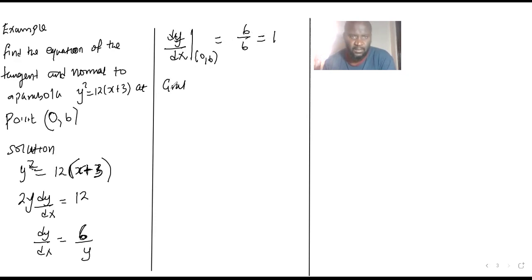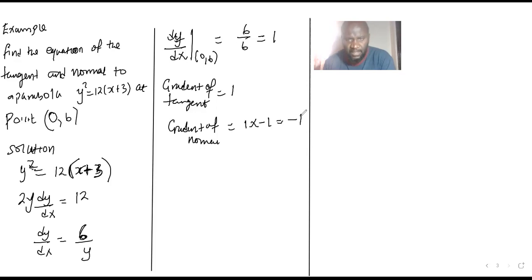So the gradient of the tangent is 1. Then the gradient of the normal can as well be identified, which is 1 times -1, and the answer will be -1. So therefore, y minus 6 out of x minus 0 is equal to 1. Therefore, y minus 6 is equal to x. So the equation of the tangent is y is equal to x plus 6.